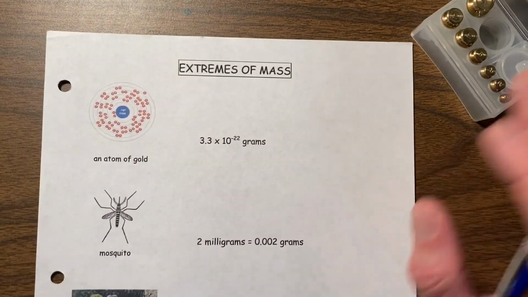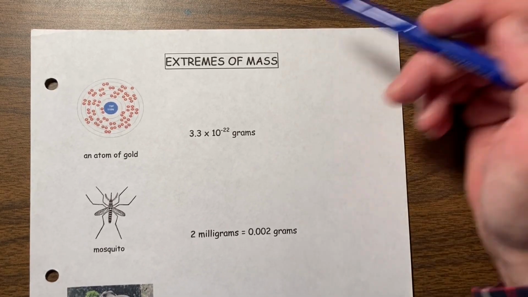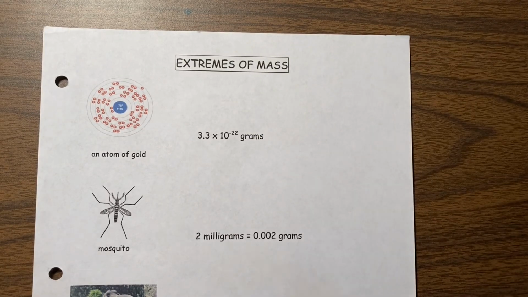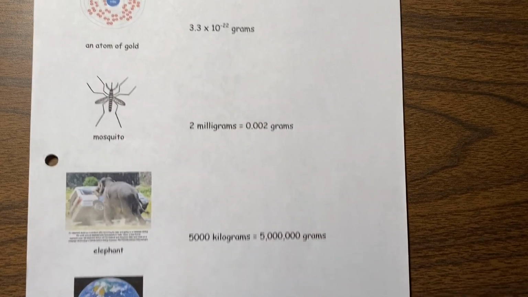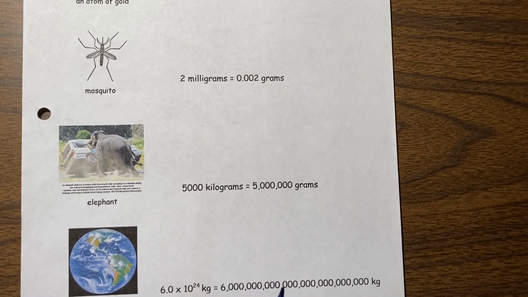Some of the extremes of mass that we encounter in science are things like, oh sorry, I spilled some of my weights there. An atom of gold has an incredibly small mass, as you might imagine. It's 3.3 times 10 to the negative 22 grams. A mosquito weighs about 2 milligrams. An elephant weighs 5,000 kilograms, which is 10,000 pounds, I believe.